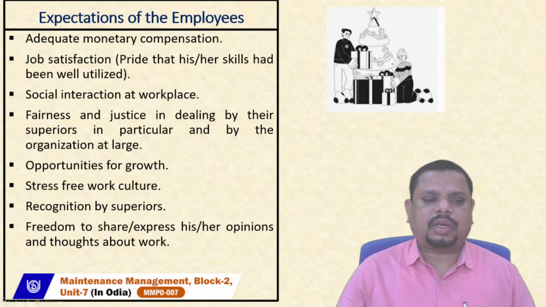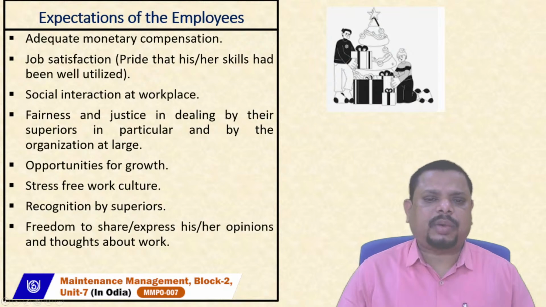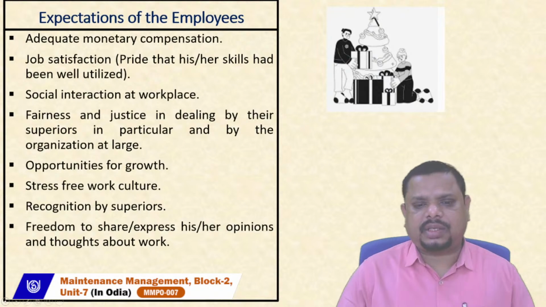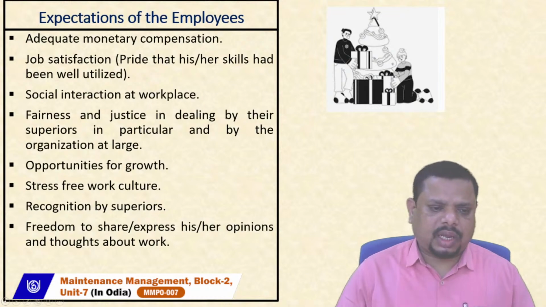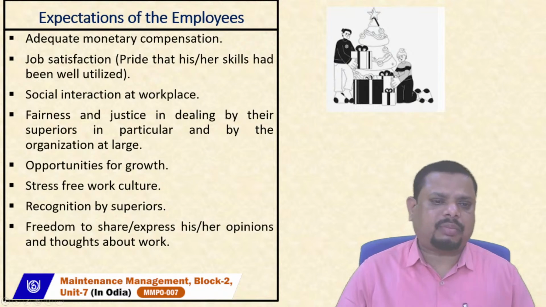The next one we have is recognition by the supervisor. So it is the most expected employee expectation from the top level of management. They must recognize their work, which is dedicated towards maintenance management. The next one is freedom to share and express his or her opinion about the work. So the organization should provide no barrier for sharing information, to represent their voice and their opinion, especially in reference to work dedicated to maintenance management.